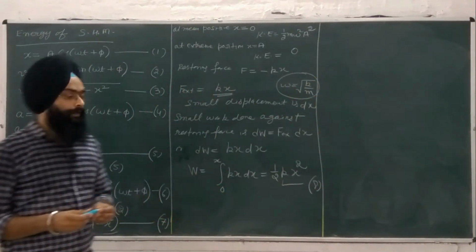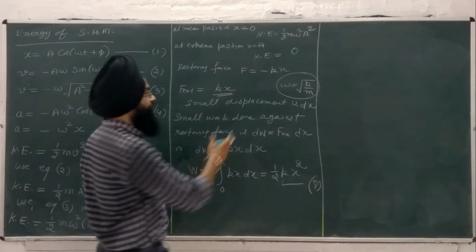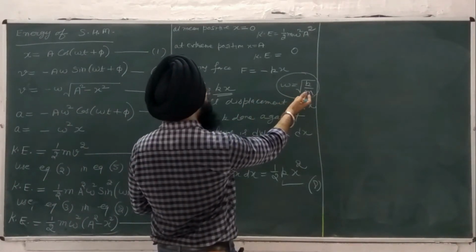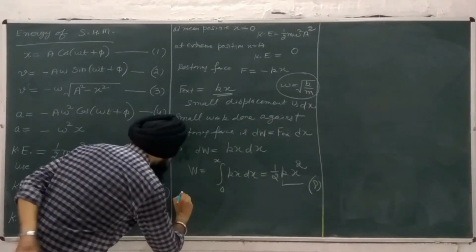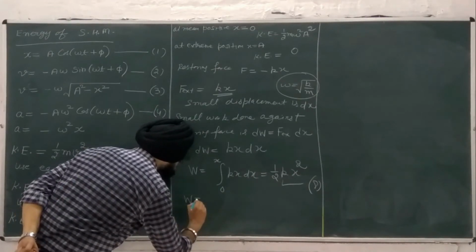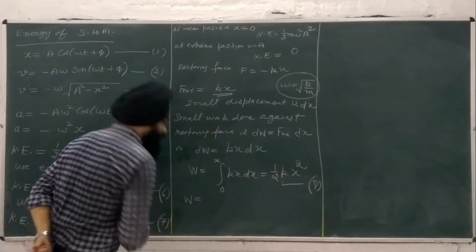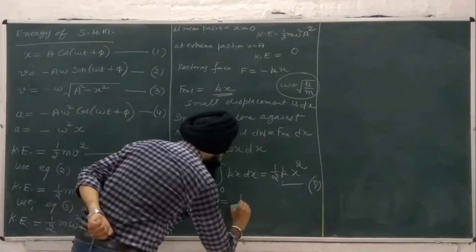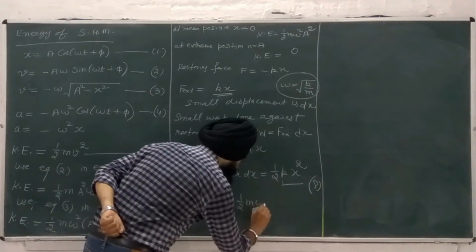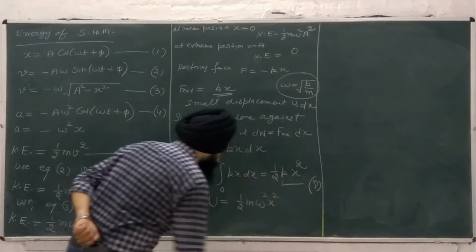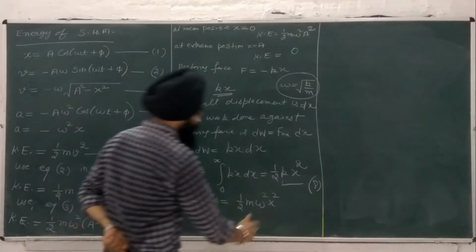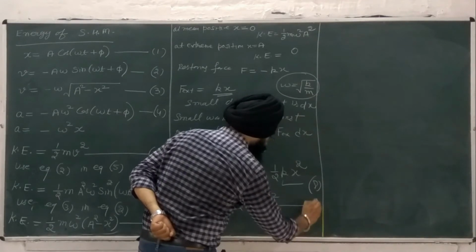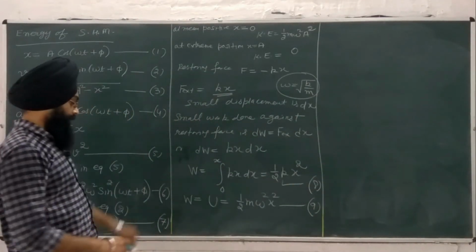Now, the value of omega is under root k by m, so k is equal to m omega square. This work done is stored as the potential energy. Let it be denoted by U. So half m omega square x square is the value of potential energy. Let it be equation number 9.